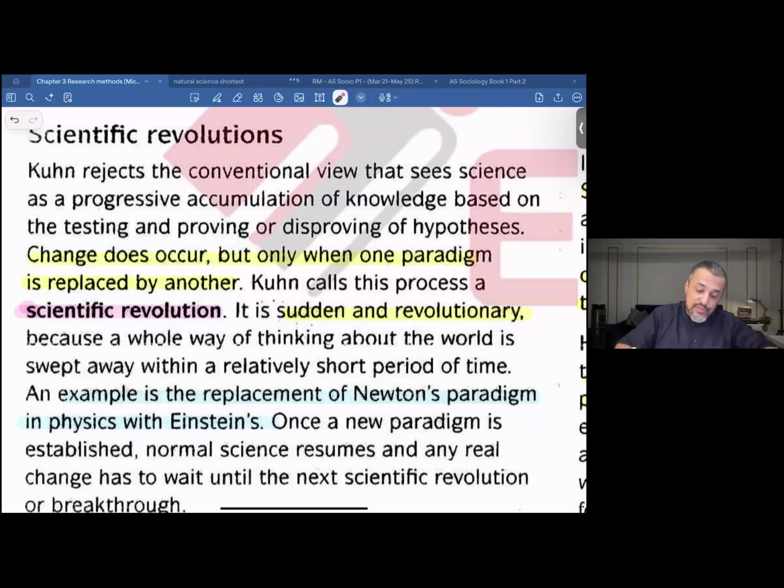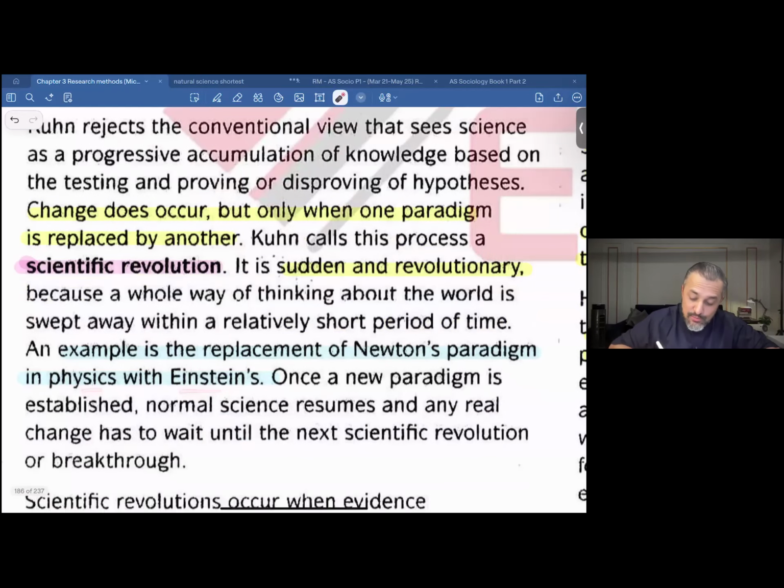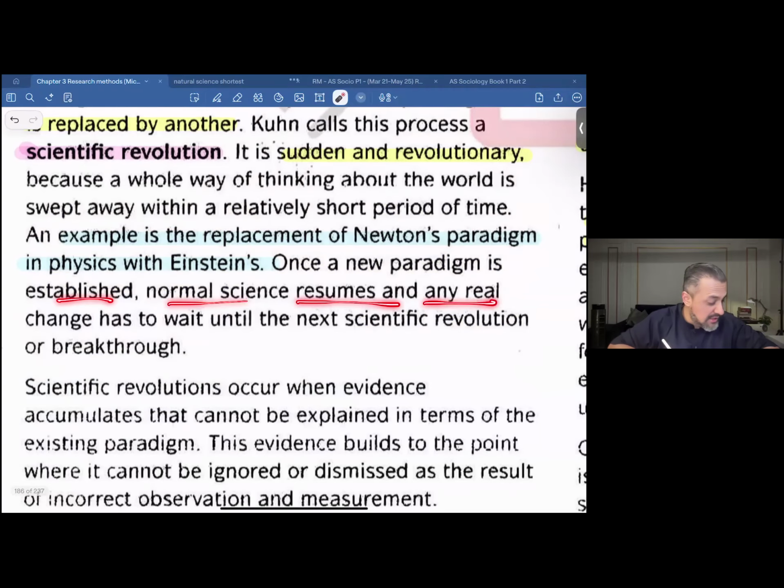Kuhn rejects the conventional view that sees science as a progressive accumulation of knowledge based on testing and proving or disproving hypotheses. Change does occur, but only when one paradigm is replaced by another. Kuhn calls this process a scientific revolution. It is sudden and revolutionary because a whole way of thinking about the world is swept away within a relatively short period of time. That is why he calls it a scientific revolution. An example is the replacement of Newton's paradigm in physics with Einstein's. Once a new paradigm is established, normal science resumes, and any real change has to wait until the next scientific revolution or breakthrough.